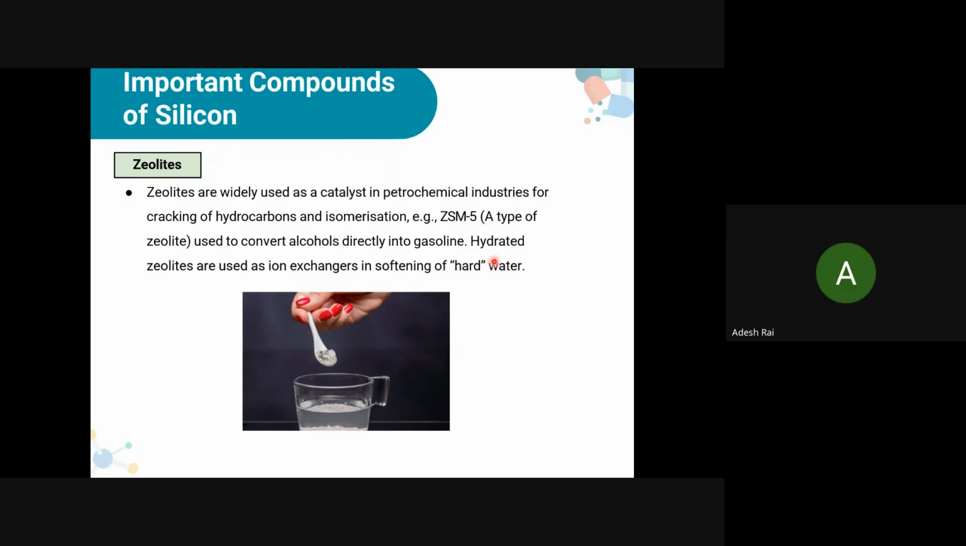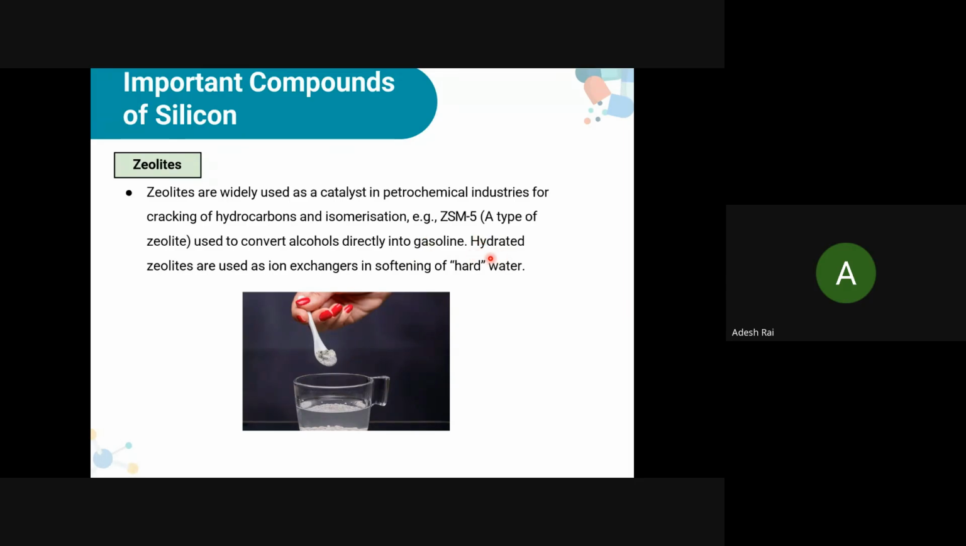Anyway, leaving that. Hydrated zeolites are used as ion exchangers in softening of hot water. So a few applications of zeolites are: first, it is used in the petroleum industry for cracking and isomerization reactions. And the special type of zeolite is ZSM5, which converts alcohols into gasoline. So the second application is this.